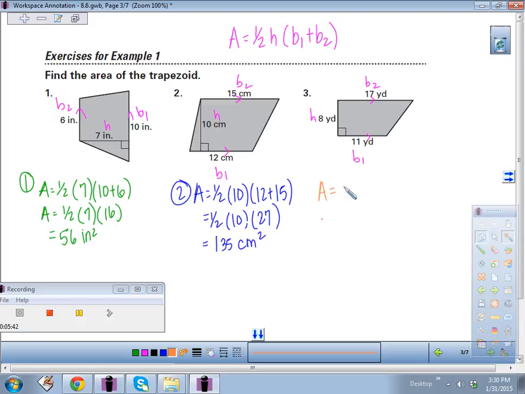So we have the area would be 1/2 the height, which is 8, times the sum of the bases, 11 plus 17. And so we can simplify that second set of parentheses and make that a 28. And now we can do our multiplication in our calculator.